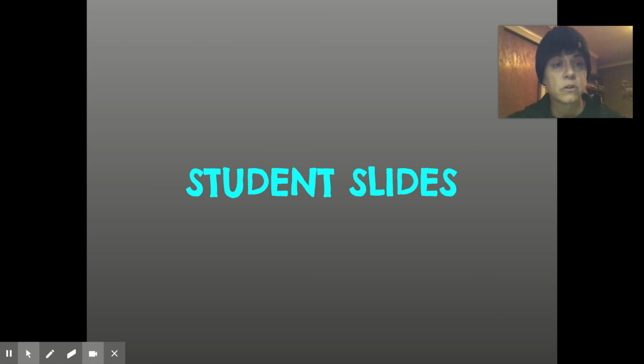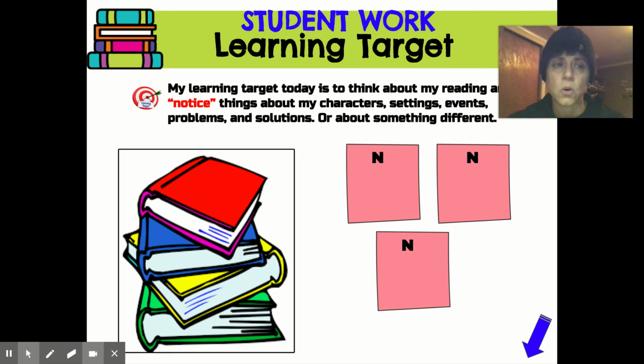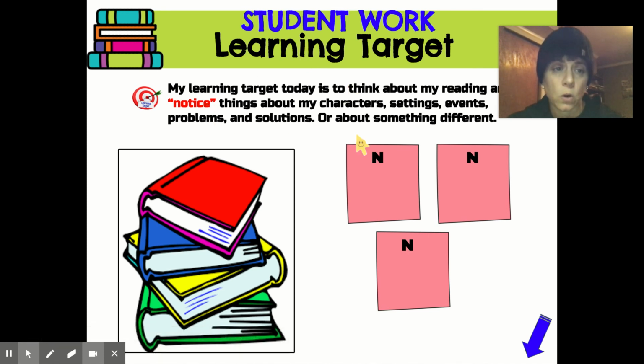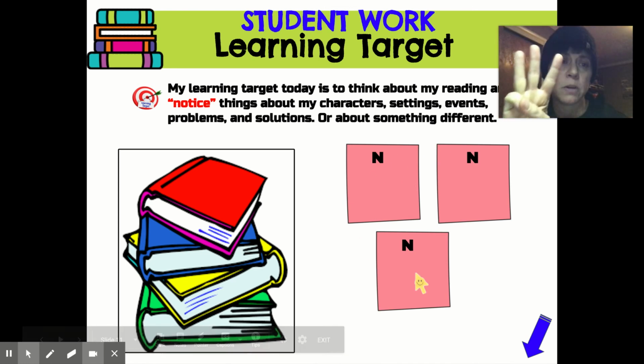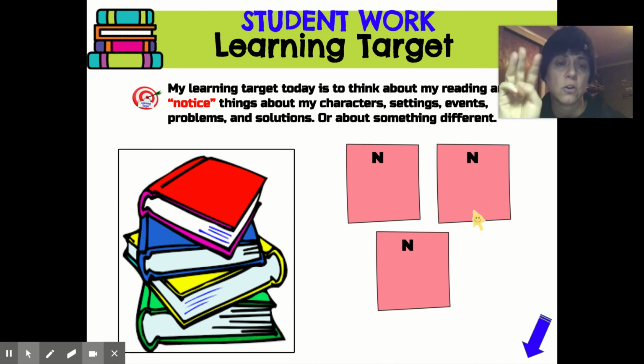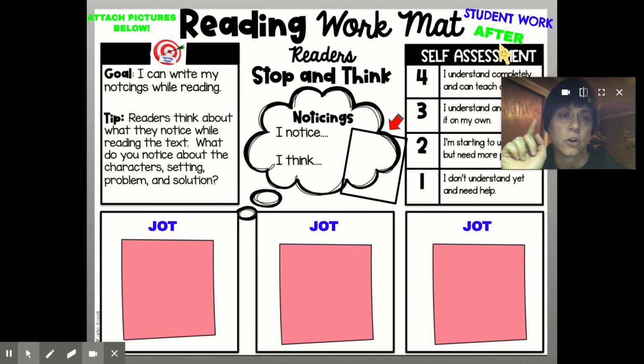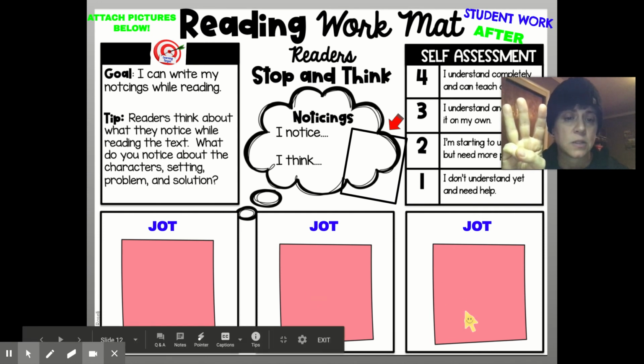And then you'll see, boys and girls, your own student slides. This is where your work will begin. So you are not writing on these. This is a reminder of what your learning target is, your destination. You're working on having 3 Post-its to work on your noticing. After our 30 minutes of reading, you will attach pictures below. Pictures of your 3 Post-its.